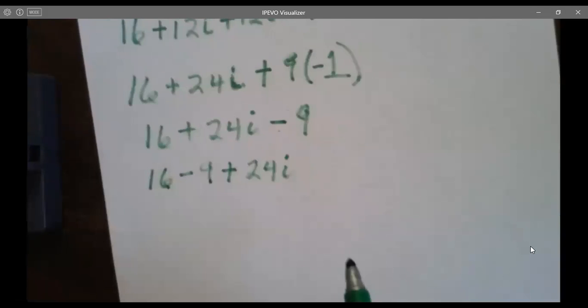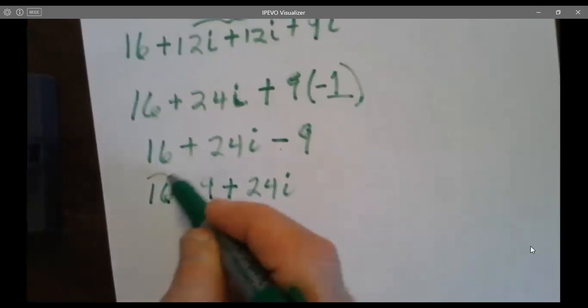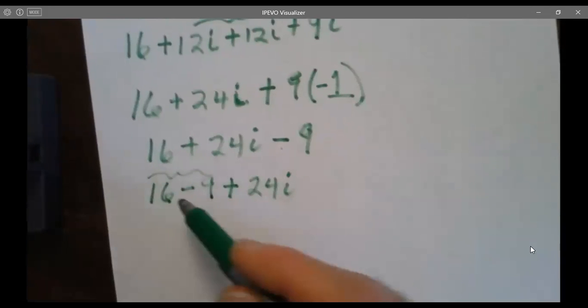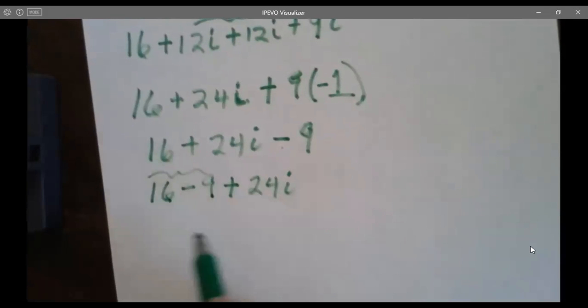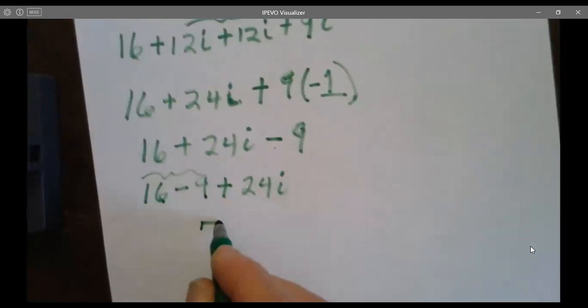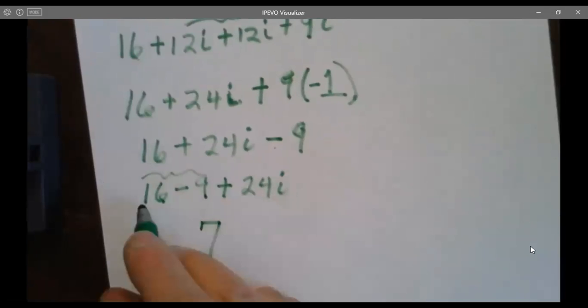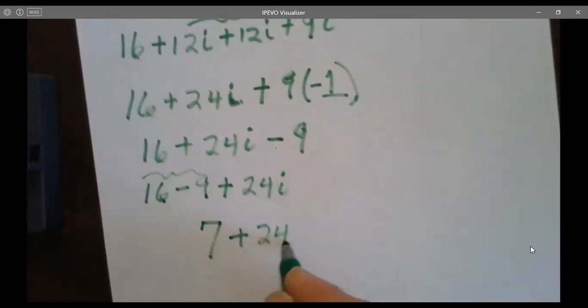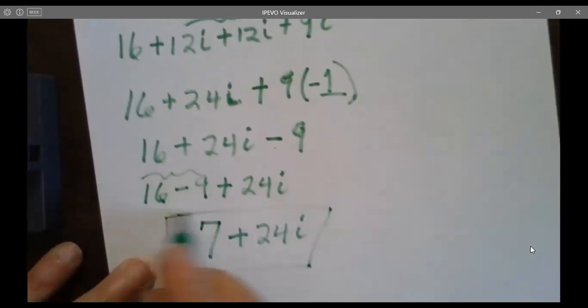24i. So now 16 minus 9 is what? You should have said 7, because 16 is more positive than 9 is negative. It's going to be a positive 7, plus 24i, and that's our answer.